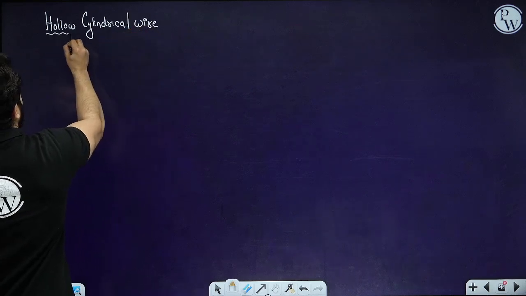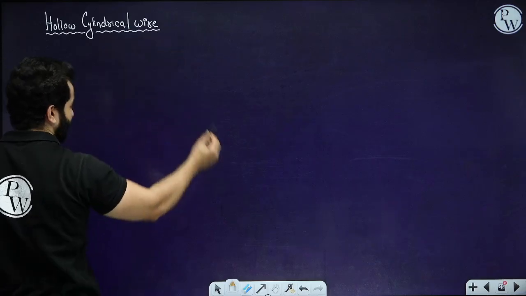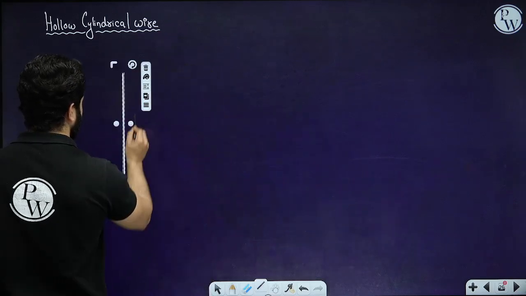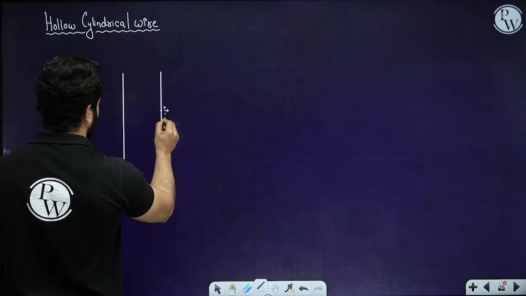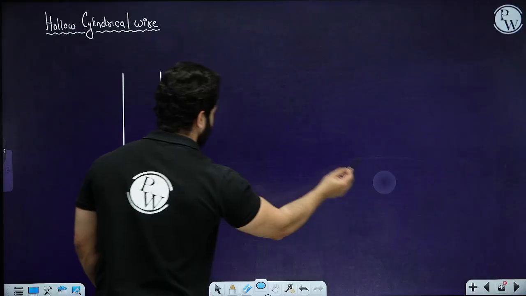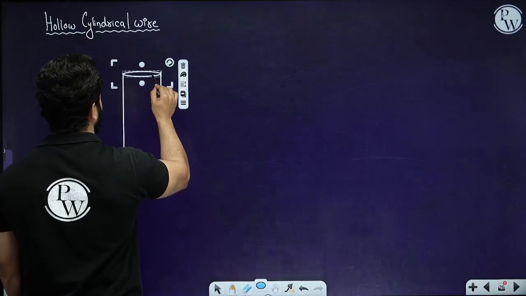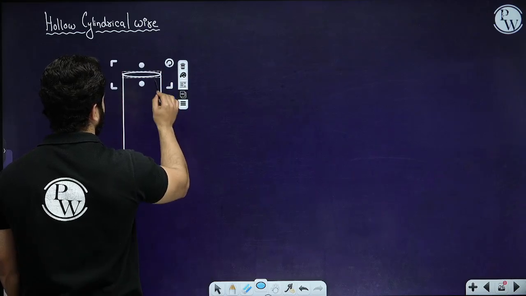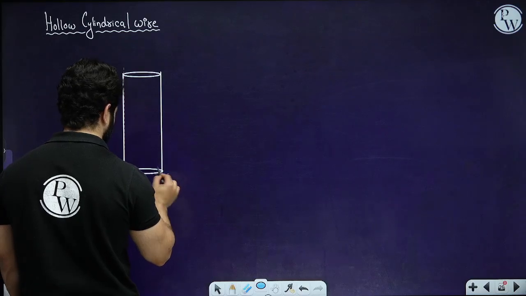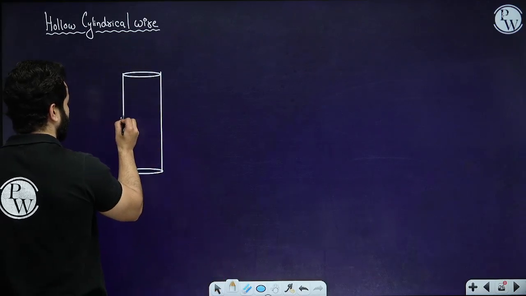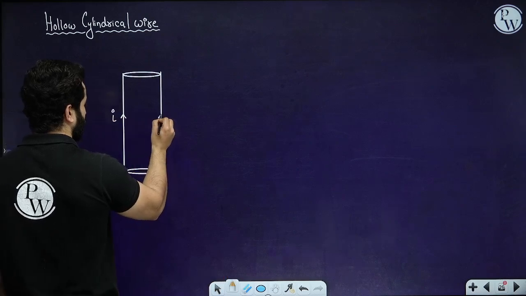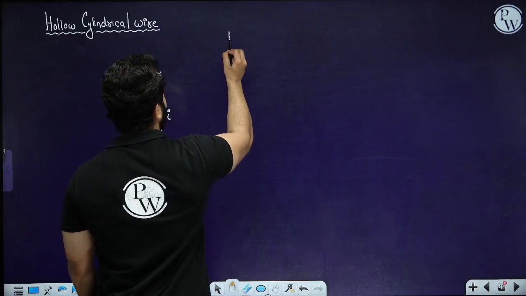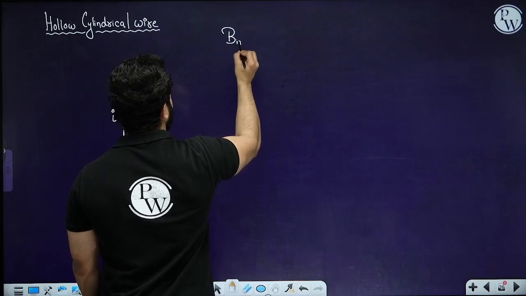So if you are going to talk about a hollow cylindrical wire, it basically means we have already commented on the shape of the wire. It is a cylinder. The thing is that it has got nothing inside. I mean, there is no material, so there will be no current inside. That means current only flows through the boundary.